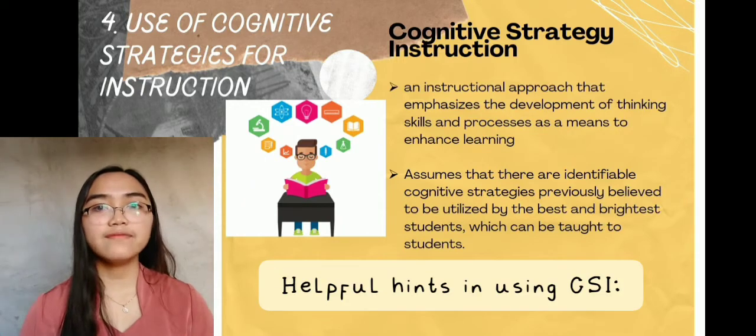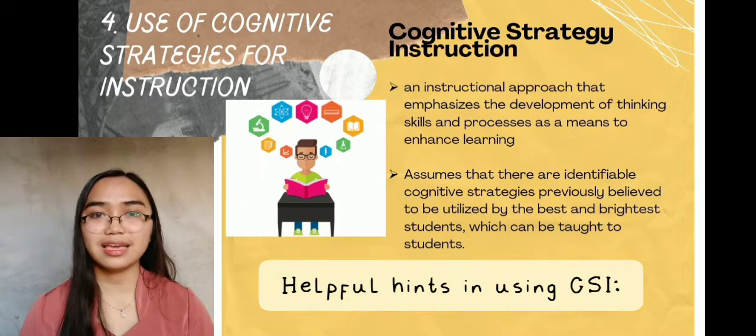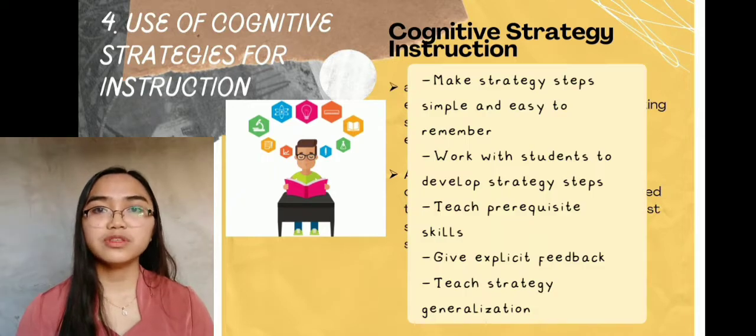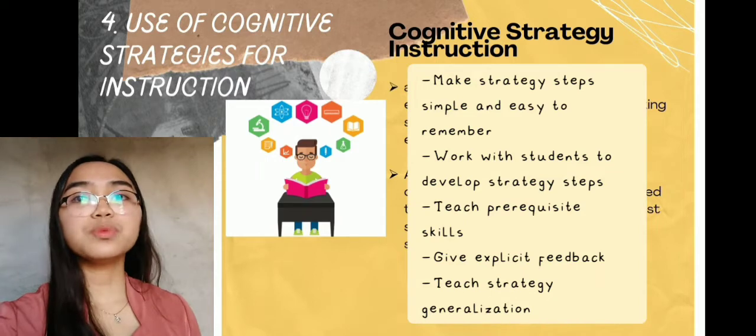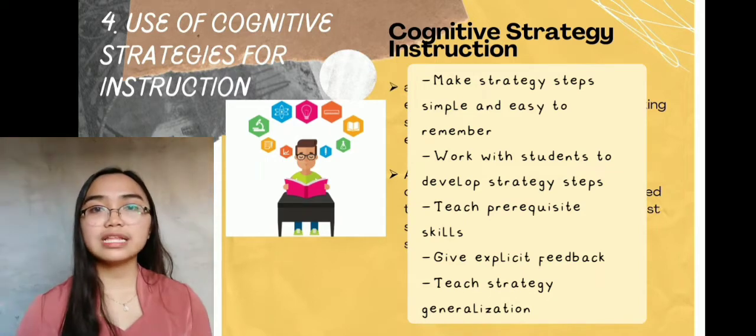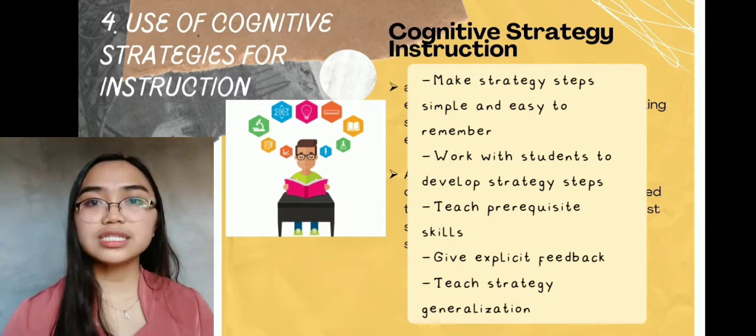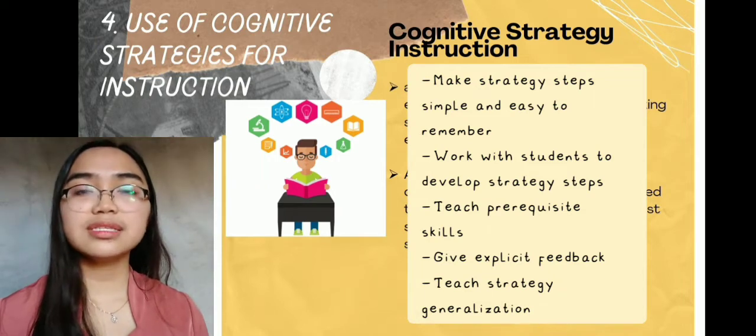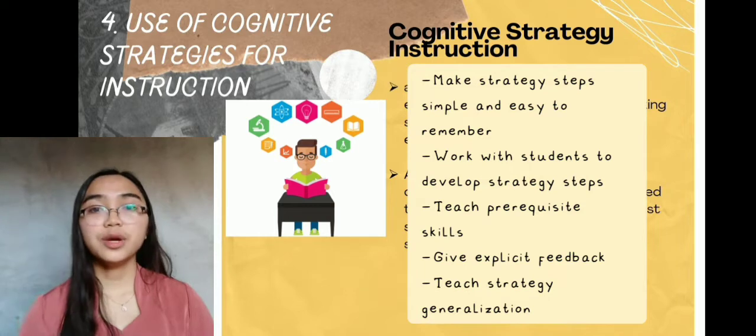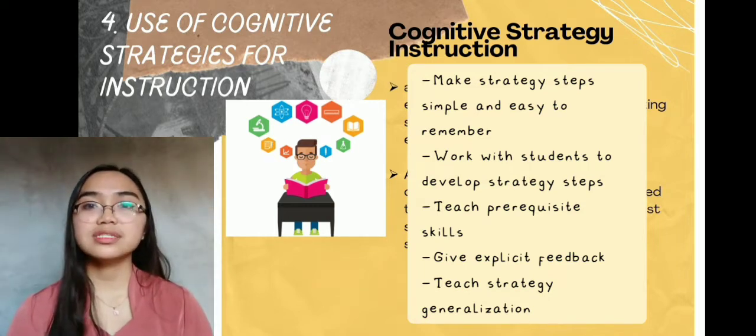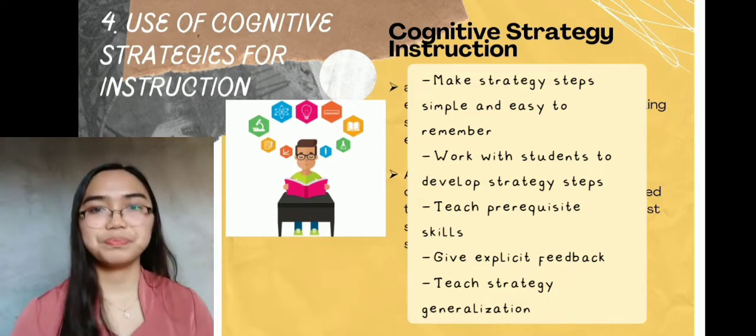So there are also helpful hints for using CSI. So number 1 is that you have to make strategy steps simple and easy to remember. Number 2 is work with students to develop strategy steps. Number 3 is teach them prerequisite skills. Number 4 is giving them explicit feedback. And number 5 is teach them strategy generalization.